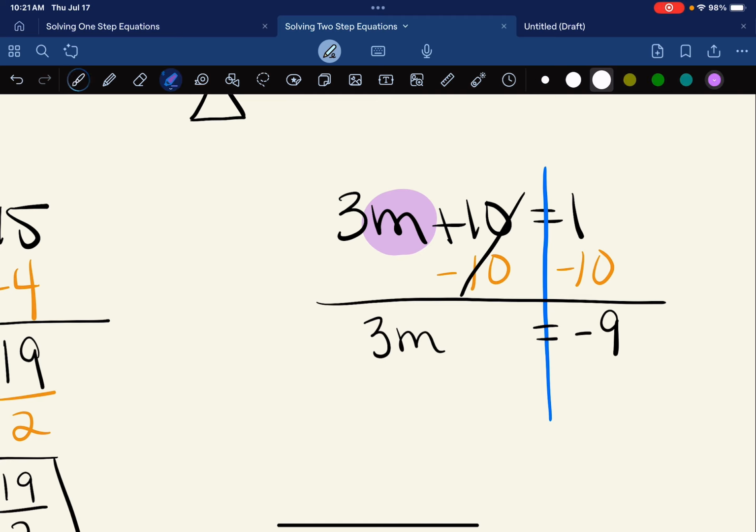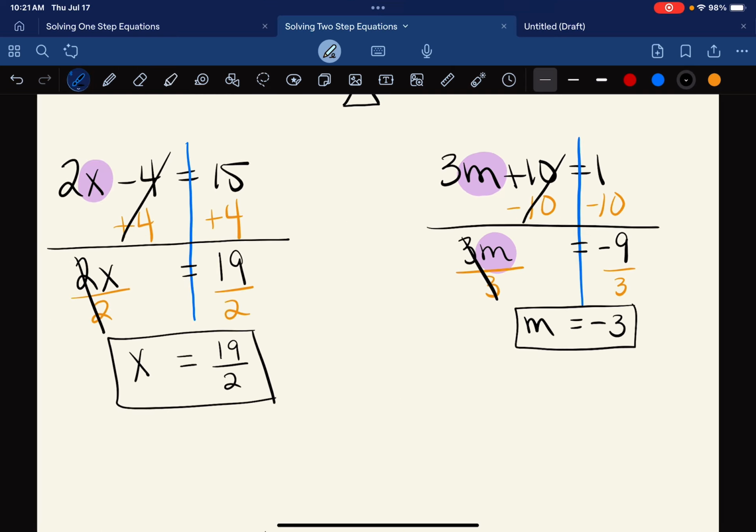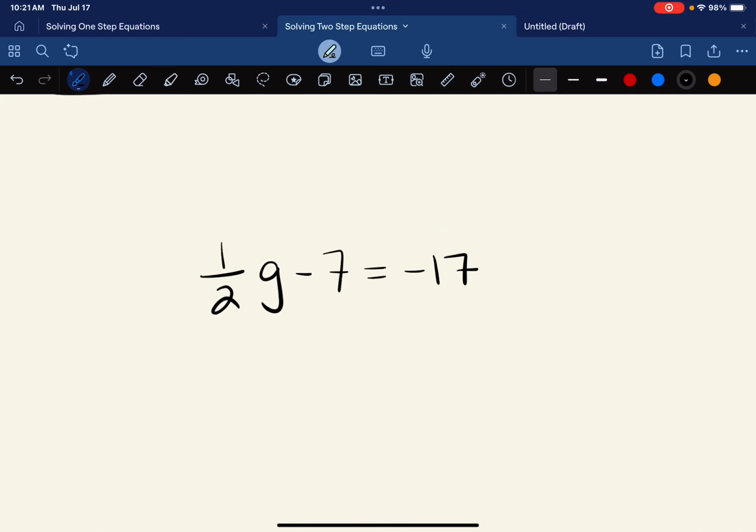So I'm still trying to get to this m value right here, and right now it's being multiplied by 3, so I'll divide both sides of my equation by 3. And 3 divided by 3 just reduces to 1, so 1m, or m, equals negative 9 divided by 3 gives us our negative 3. And one last example, I've got to throw a fraction in there.